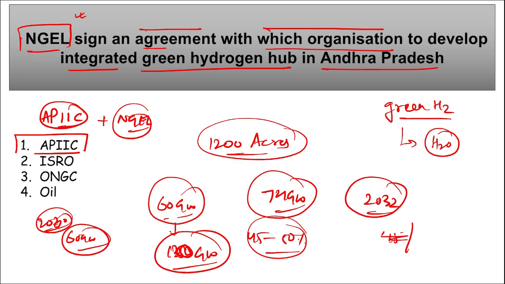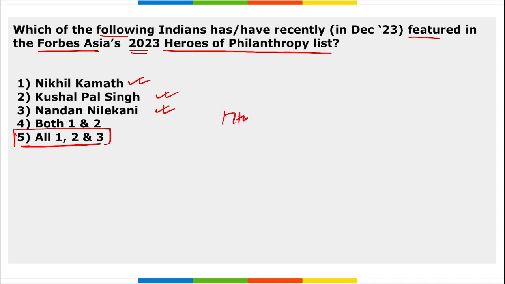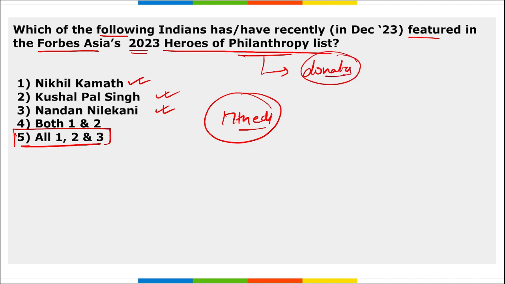Next, which of the following Indians has recently featured in the Forbes Asia 2023 Heroes of Philanthropy list? Nikhil Kamath, Kushal Pal Singh and Nandan Nilekani. These are the three individuals who were recently featured in the 17th edition of the annual list of the Forbes Asia 2023 Heroes of Philanthropy. A philanthropist is a person who basically donates. So these are the three individuals.